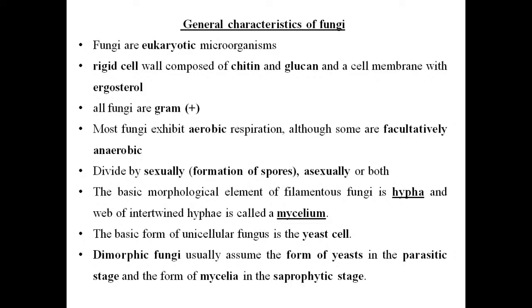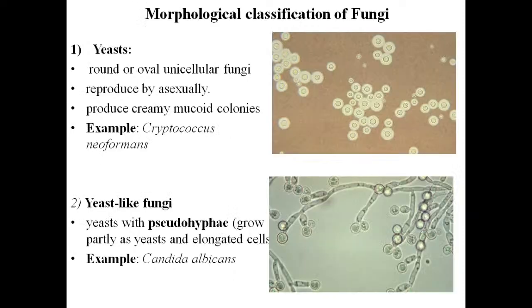Dimorphic fungi usually assume the form of yeasts in the parasitic stage and the form of mycelia in the saprophytic stage. Parasitic stage is when they are in the human organism. Classification of fungi. There are four groups in accordance to morphology. The first one is called yeasts. They have round or oval unicellular cells. These cells have nucleus, reproduce asexually, by usual division, and produce creamy mucoid colonies. Example of yeast is Cryptococcus neoformans.